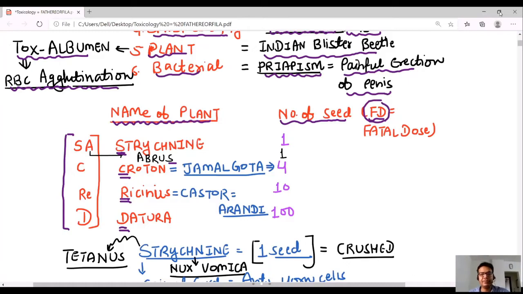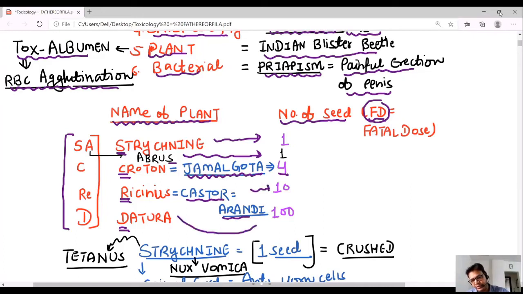In the same order, strychnine fatal dose, 1 seed. Abrus, 1 seed is a fatal dose. Croton is also known as Jamal Gota, 4 seeds are a fatal dose. Ricinus is also known as castor plant or arundi, 10 seeds as a fatal dose, and datura fatal dose is 100 seeds.